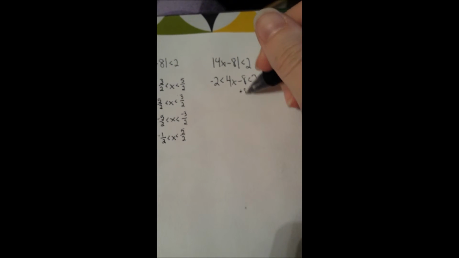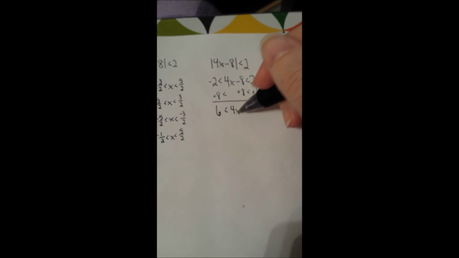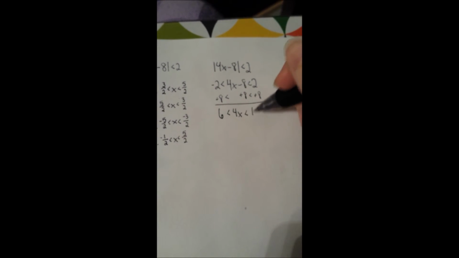Now, in order to solve it, you basically just solve it as you have the other ones, except you do everything to all three sides of the equation. Not 1, not 2, but 3. First, you're going to add 8 to all three sides of the equations, producing the result 6 is less than 4x is less than 10.